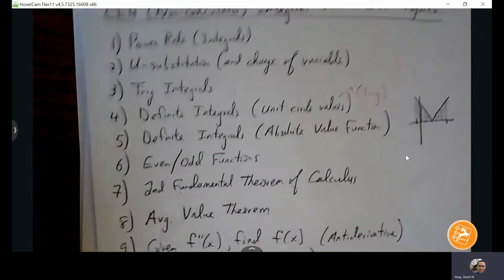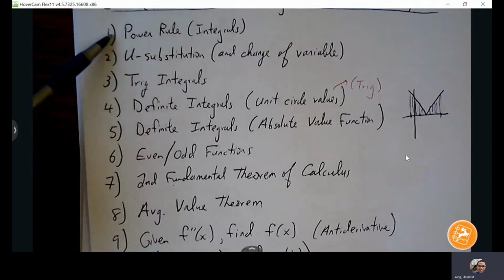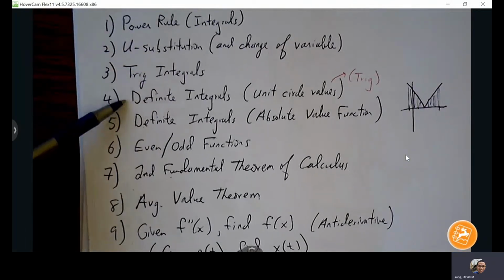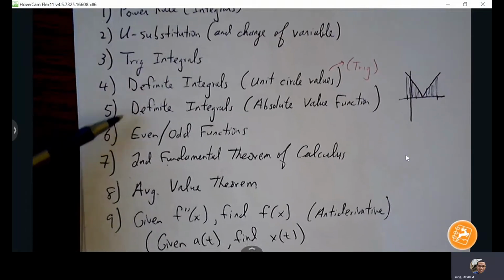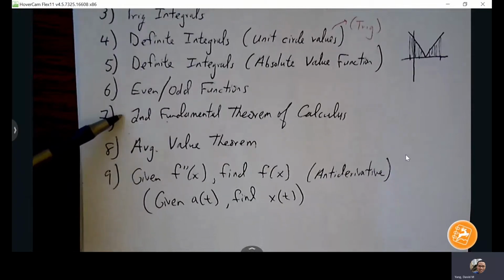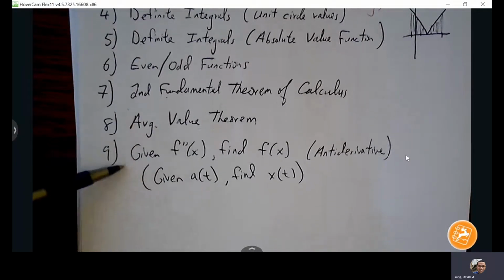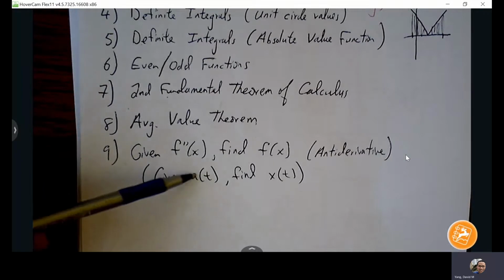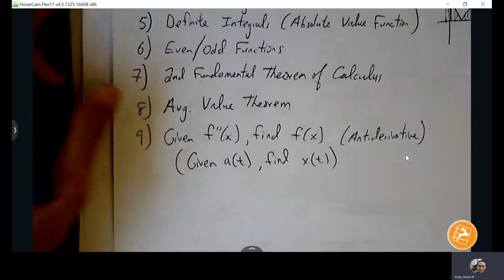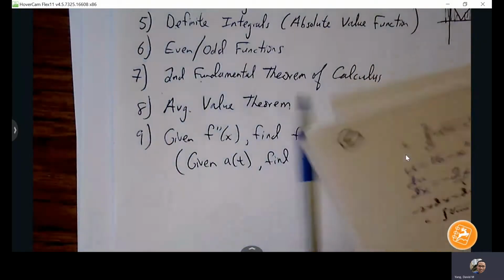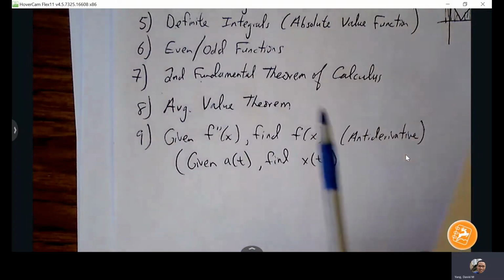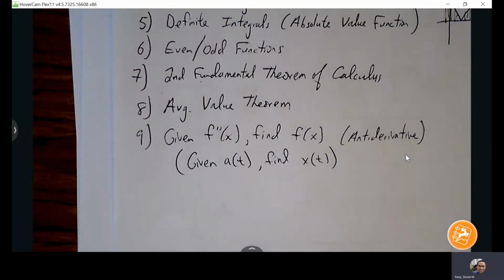Okay, I think I've covered all the major topics here: power rule, U-substitution, trig integrals with definite integrals, absolute value function, even odd, second fundamental theorem, average value, given acceleration, find position. That's just the same thing as number 9, where you're just taking the antiderivative twice. Okay. Any questions?